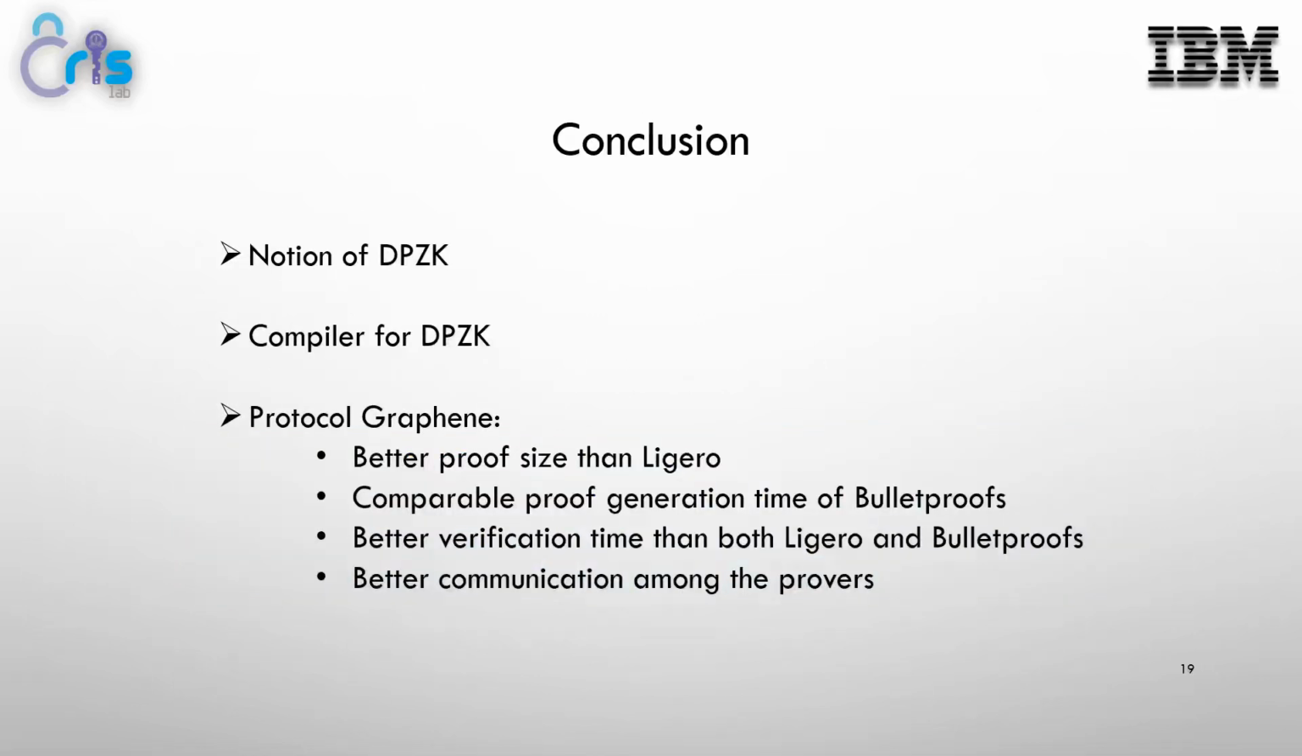Here I'll end the talk by restating the contributions of this work. Here we give the notion of DPZK. We construct a compiler which takes any IOP based proof system and gives a distributed prover zero knowledge protocol. Finally, we build a new protocol, Graphene, which has better proof size, better proof generation time, and better verification time. And also it has good communication among the provers.